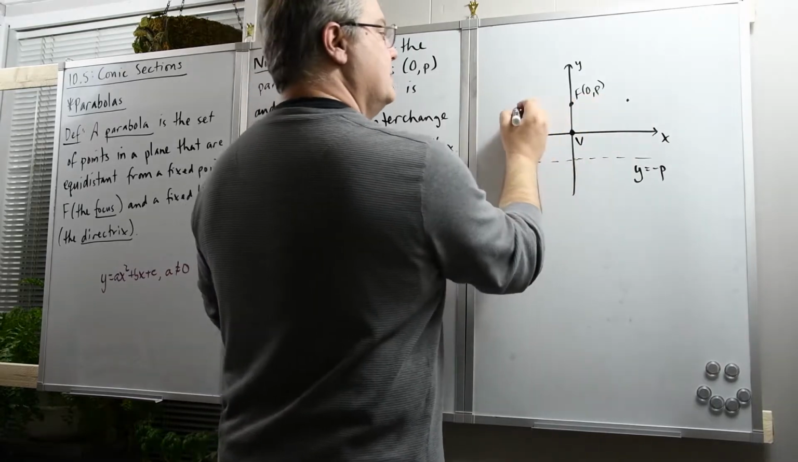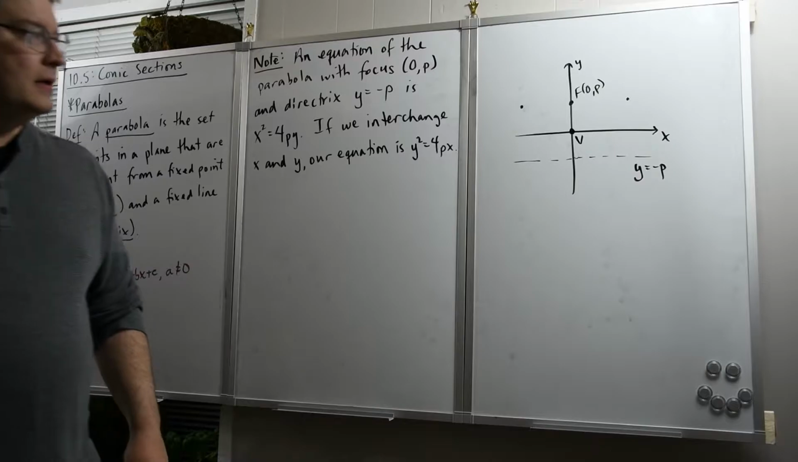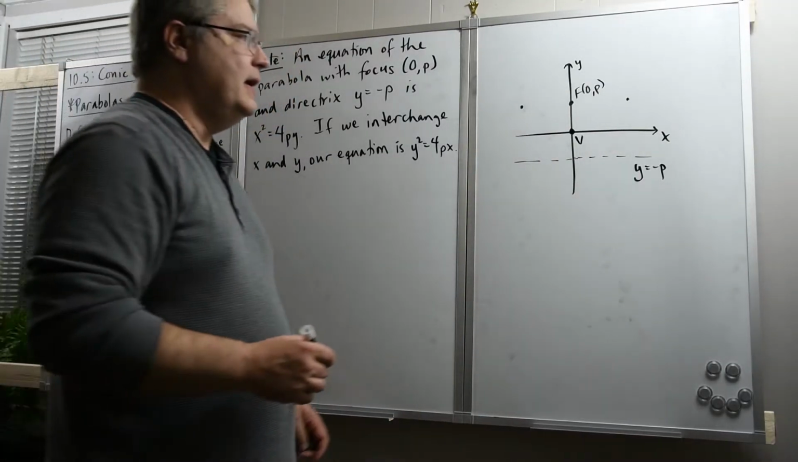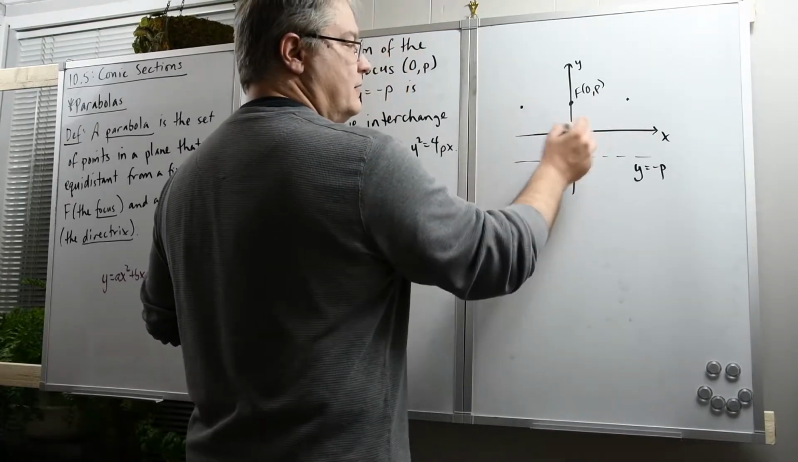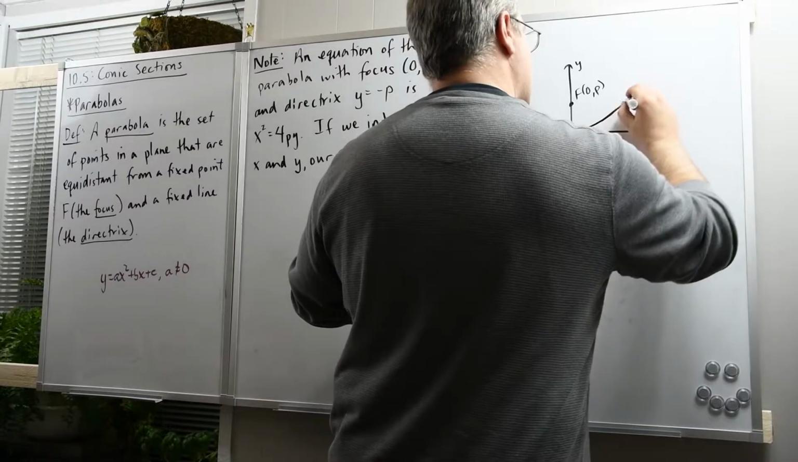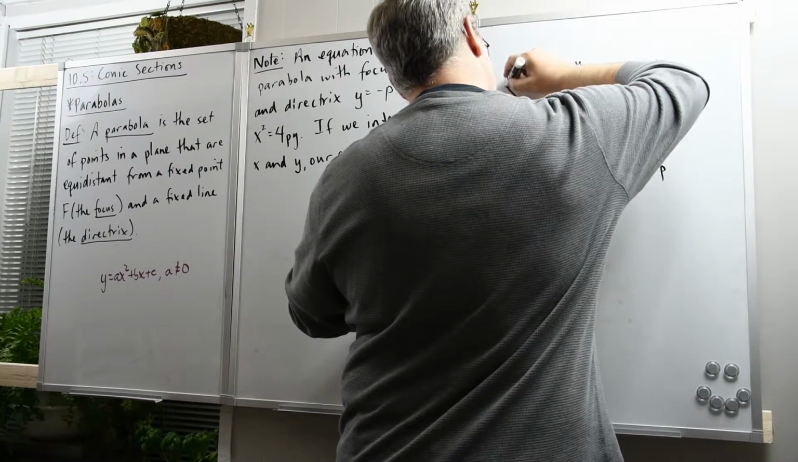And if I were to go the same distance but on the opposite side of the focus, I could plot a second point besides this one, plot its mirror image about the y-axis. I have 3 different points on the parabola, so I could draw the parabola through these. And we get a picture that looks something like this.